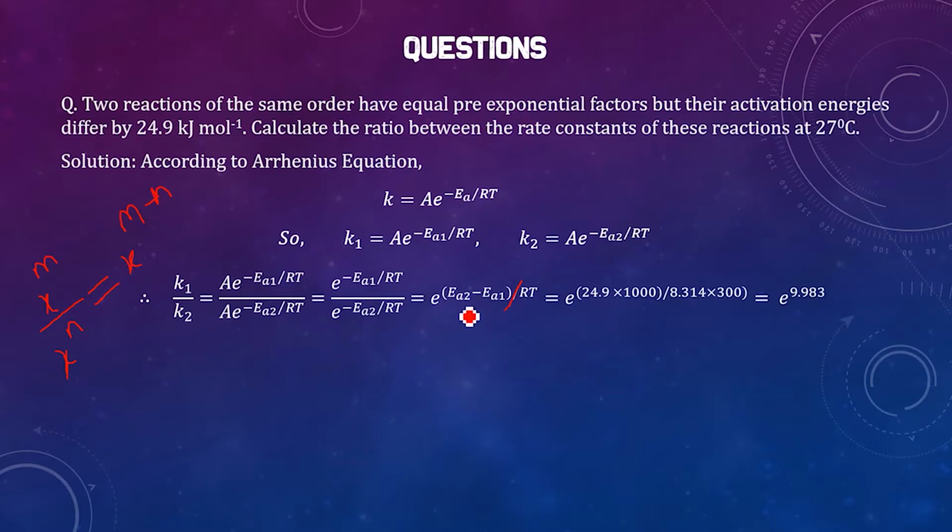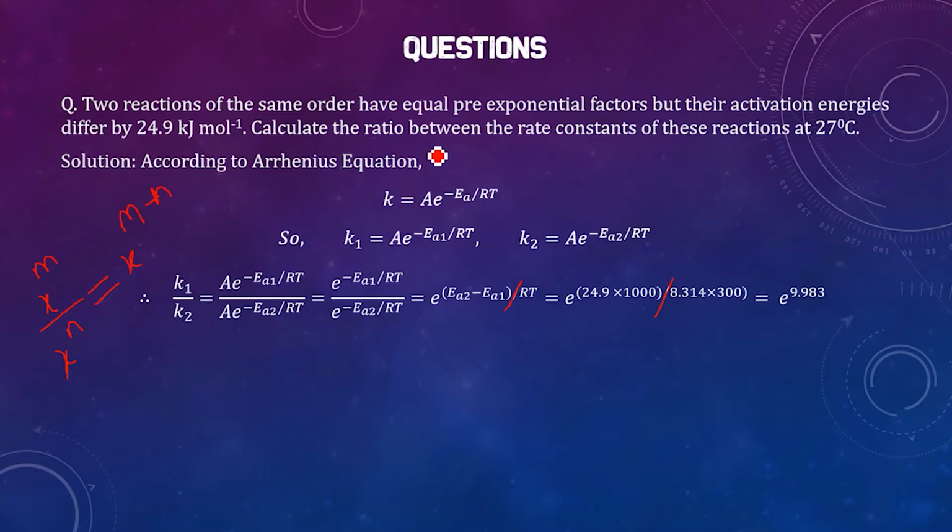Now put the value. EA2 minus EA1 is given as 24.9. I have multiplied by 1000 to convert kilojoule into joule, because I'm going to put the R value in joule per Kelvin per mole. R value is 8.314, multiplied by temperature, given as 27, so convert it into Kelvin and this will be 300. Solve it. You will get e power 9.983. So K1 upon K2, you got this.